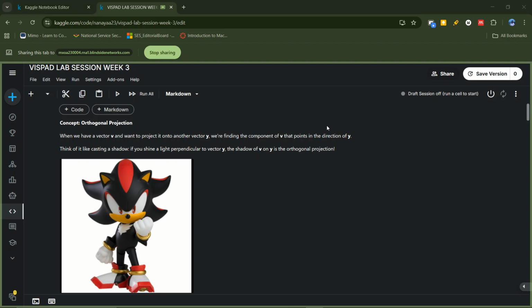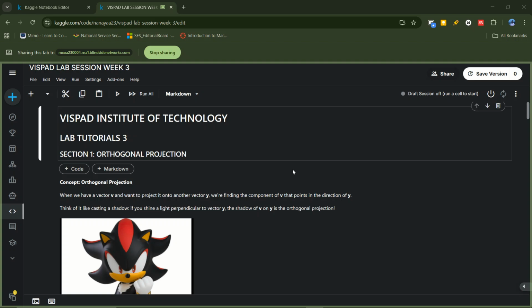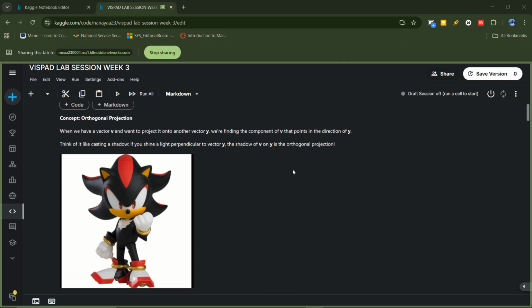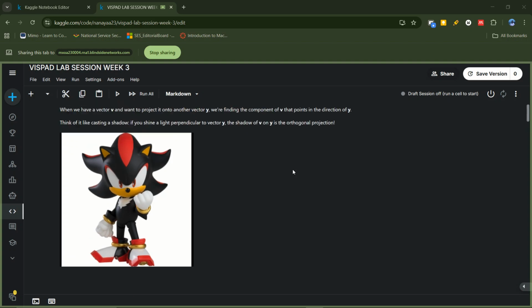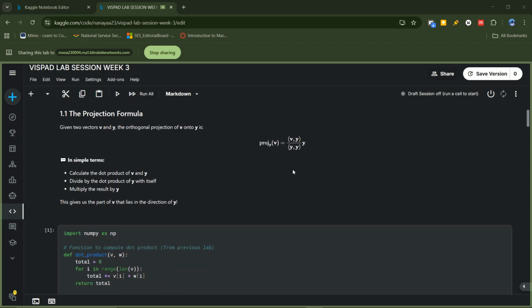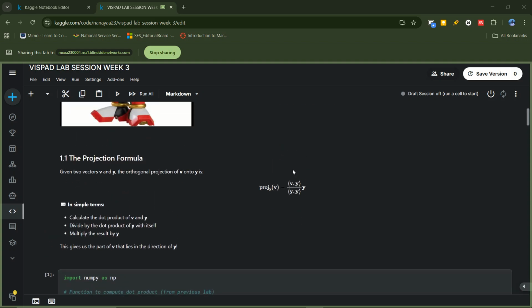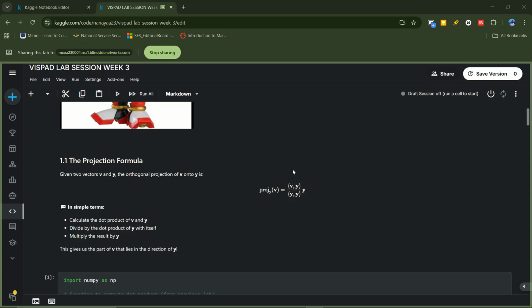Okay. So during last week's lab, we did a lot. We went through orthogonal projection, where if we have a vector v and you want to project it onto y, you try to find the component of v that points in the direction of y, or you try to find its orthogonal component. So we quickly went through this formula.